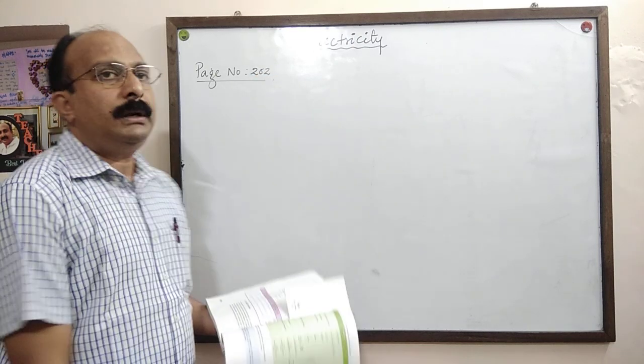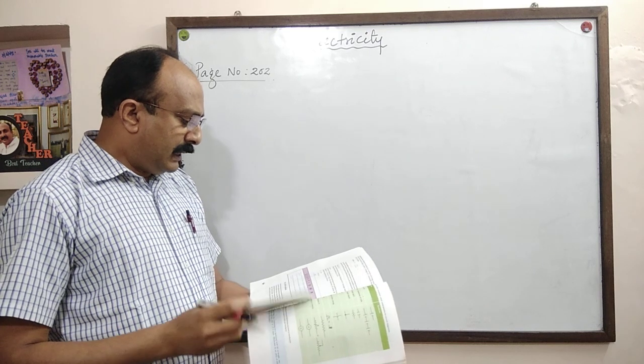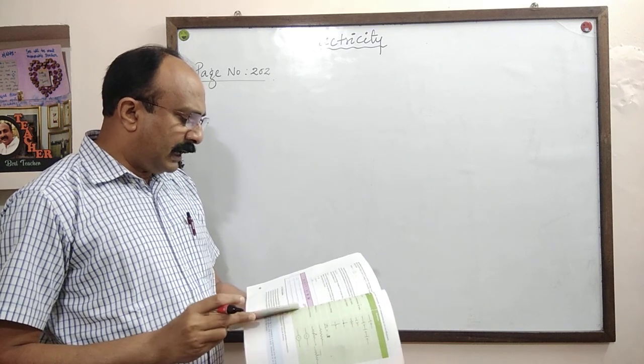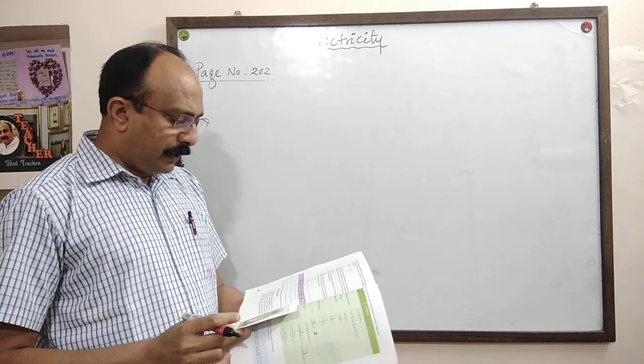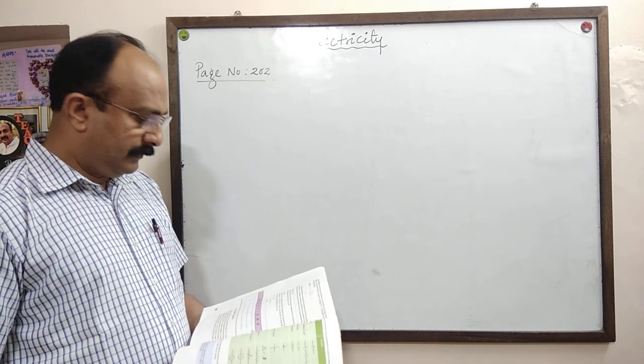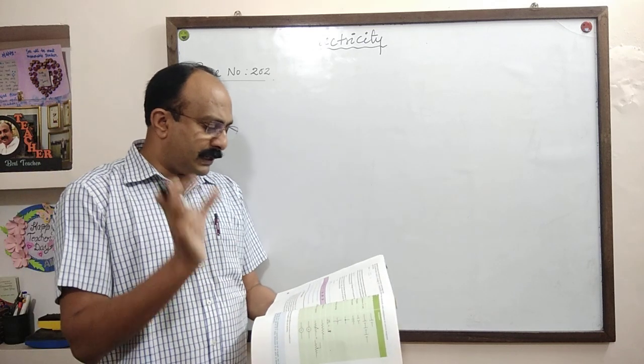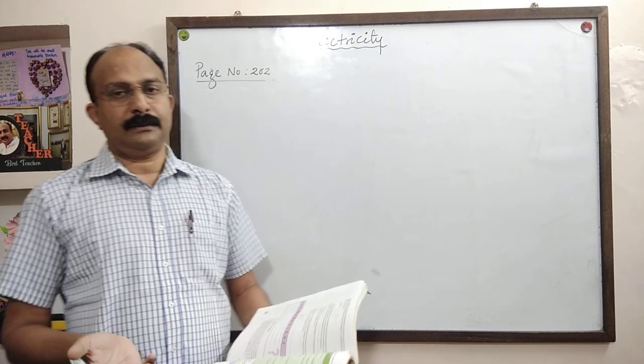In page number 202 also there are 3 questions. Question number 1. Name a device that helps to maintain a potential difference across a conductor.